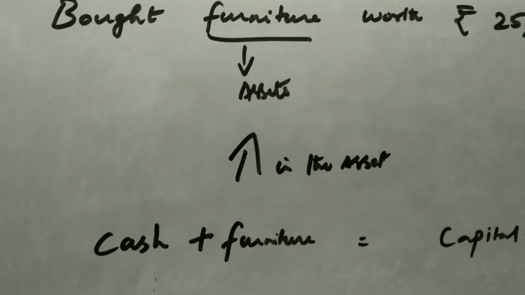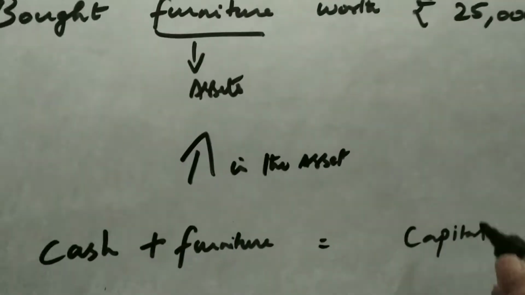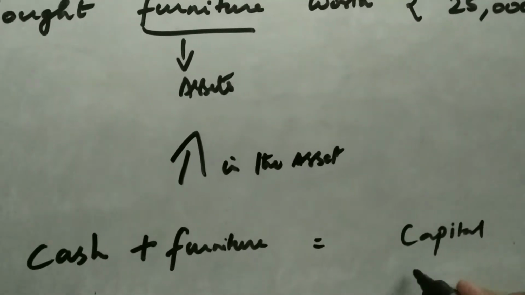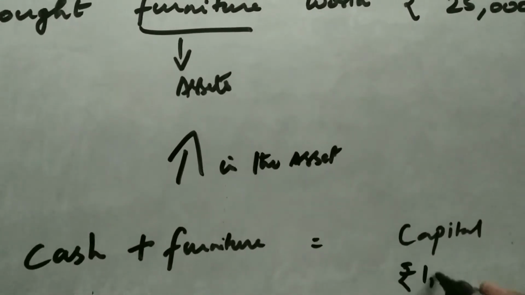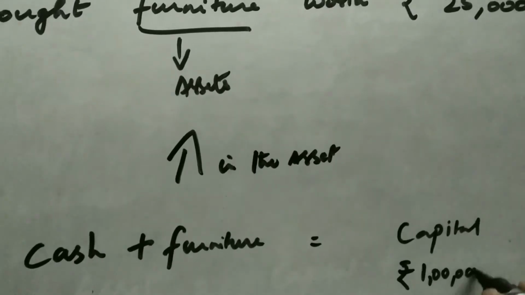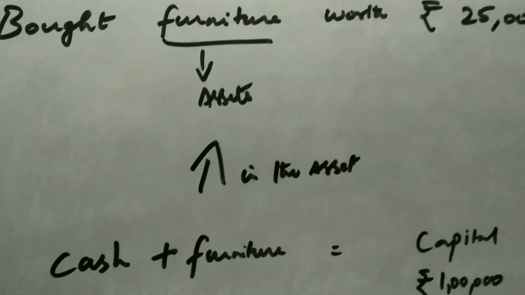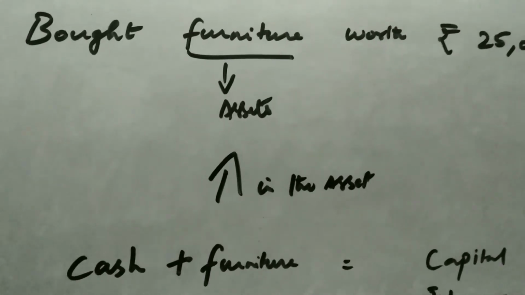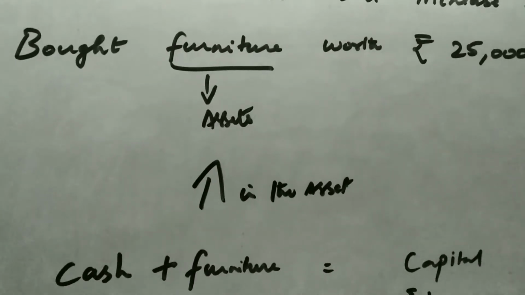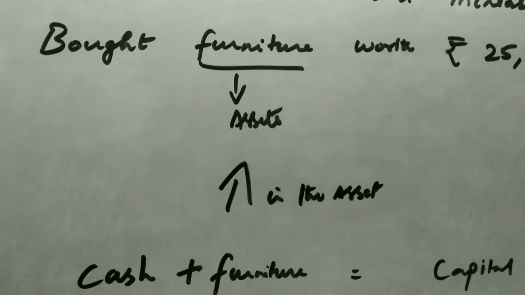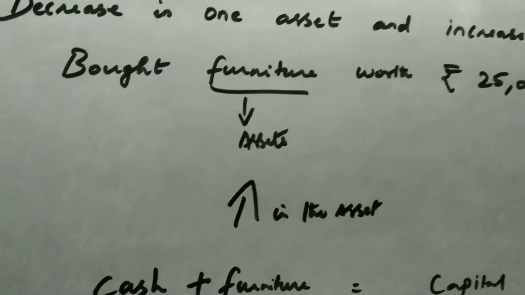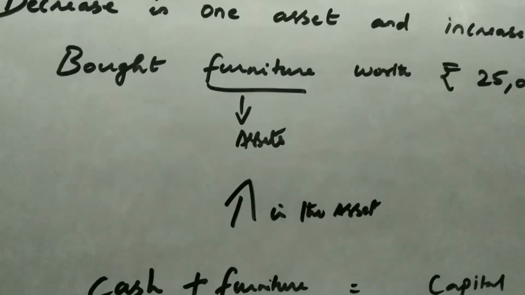Say for example, you already have a capital of 1 lakh. Cash also you have 1 lakh. Equation 1. Now let this be equation 2. Right?